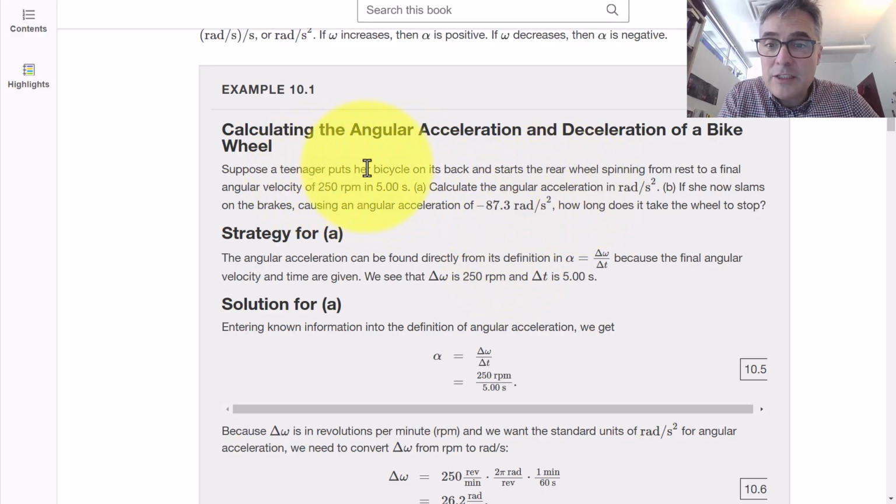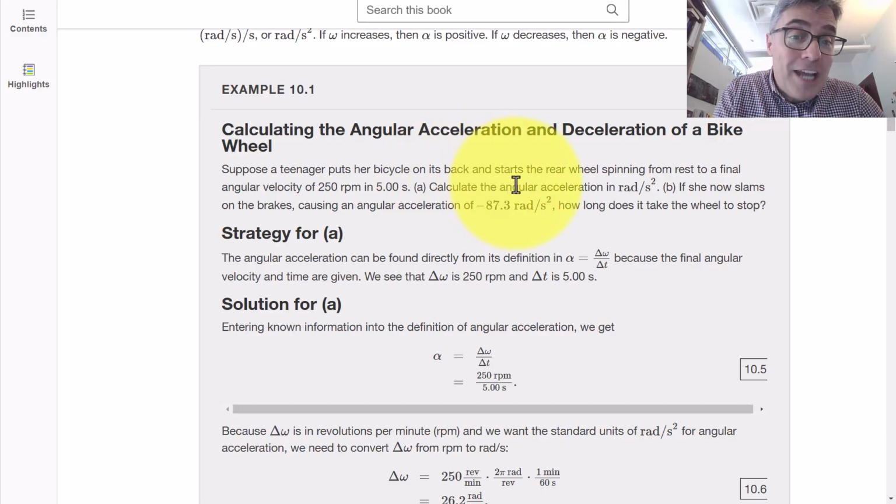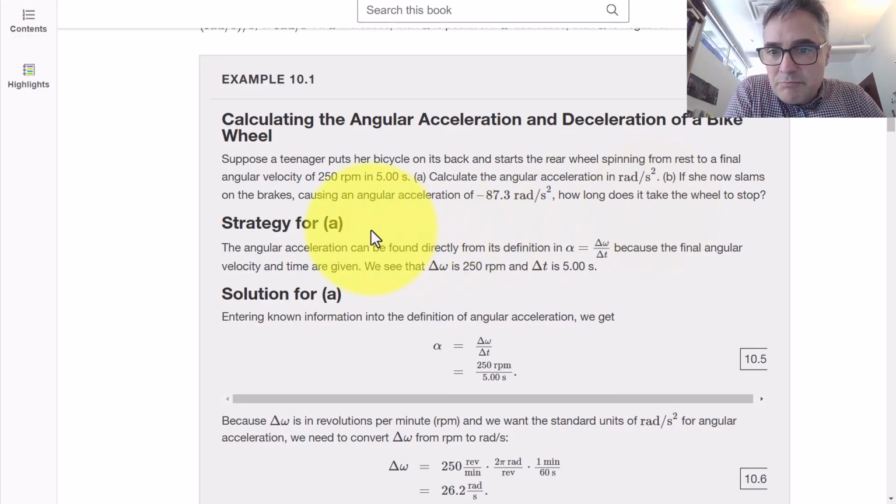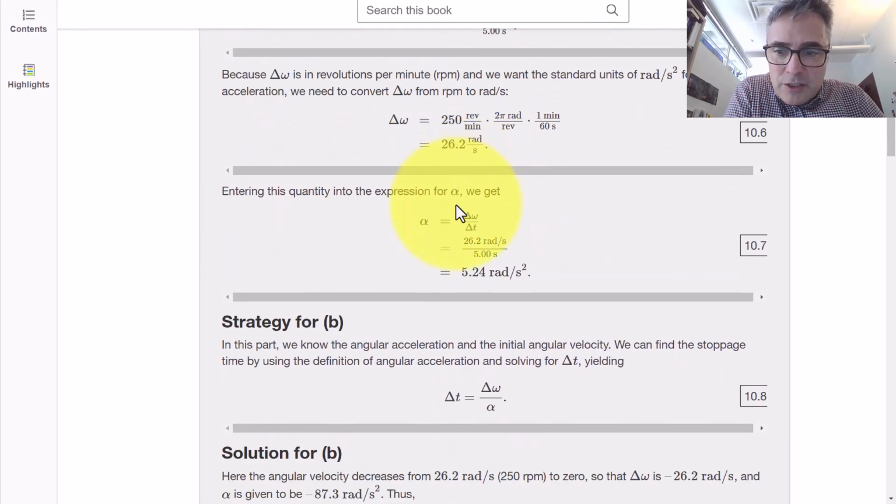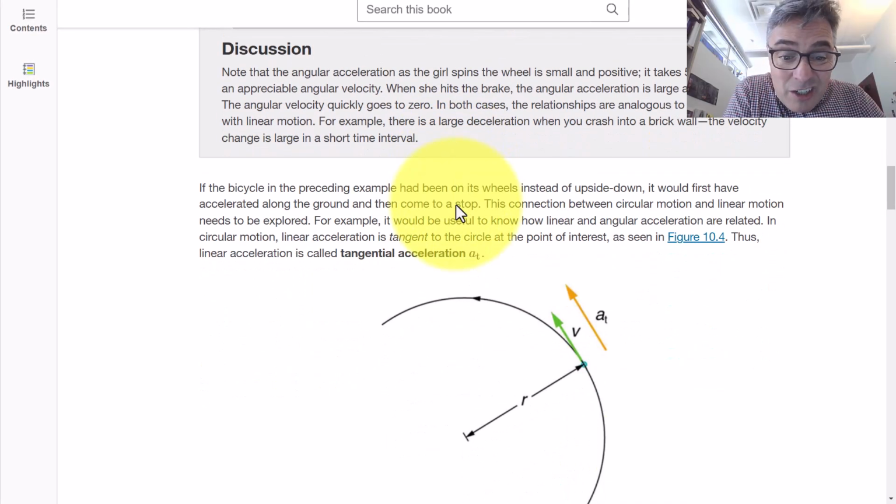Here a teenager puts her bicycle on its back and starts the rear wheel spinning from rest to a final angular velocity of 250 RPM in 5 seconds. This should really say either calculate the average angular acceleration in radians per second squared, or you could say assume the angular acceleration is constant and then compute it. But I think you just have to assume that it's constant. In this entire chapter, really.